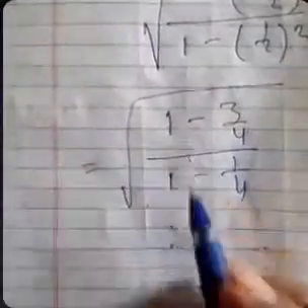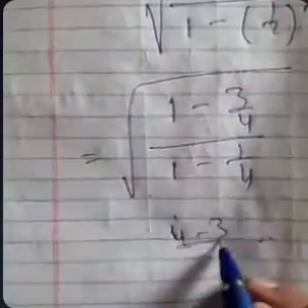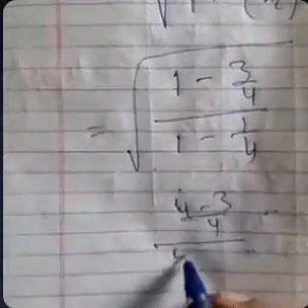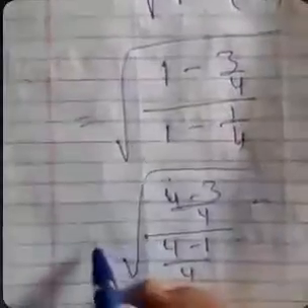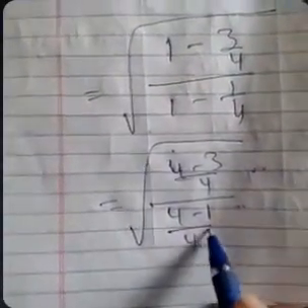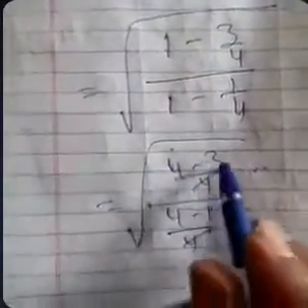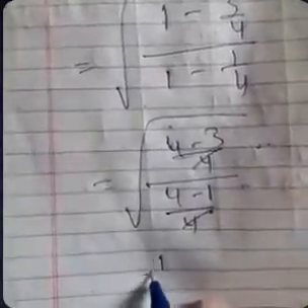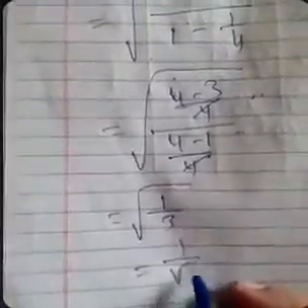Now taking the LCM, 4 minus 3 upon 4, in the denominator 4 minus 1 upon 4. Right here the square root. Now the denominator 4 is cancelled. 4 minus 3 is 1. 4 minus 1 is 3. Now the result is 1 upon root 3, which is the answer of the question.